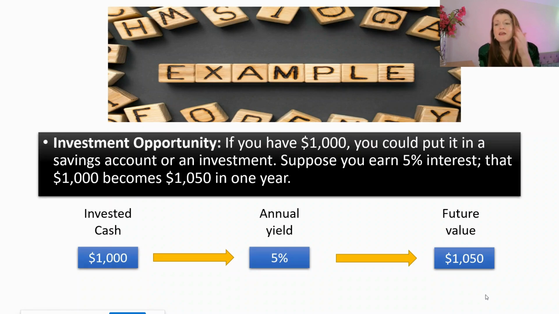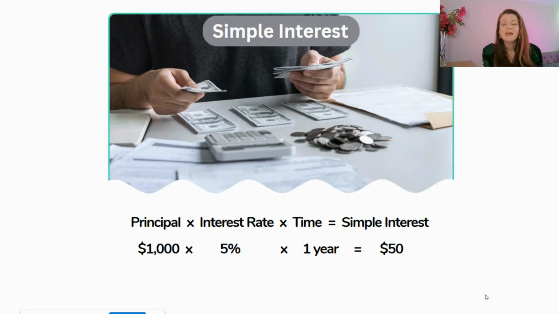You see why that $1,000 is worth more now than if somebody said they'll give you $1,000 a year from now? Because it could have been earning interest in the meantime. A simple interest calculation would just be principal times the interest rate times the number of years, how much time you're going to have it, or maybe it's a partial year. And that just gives you the simple interest. So that $1,000 times 5% invested for 1 year is going to earn you $50.